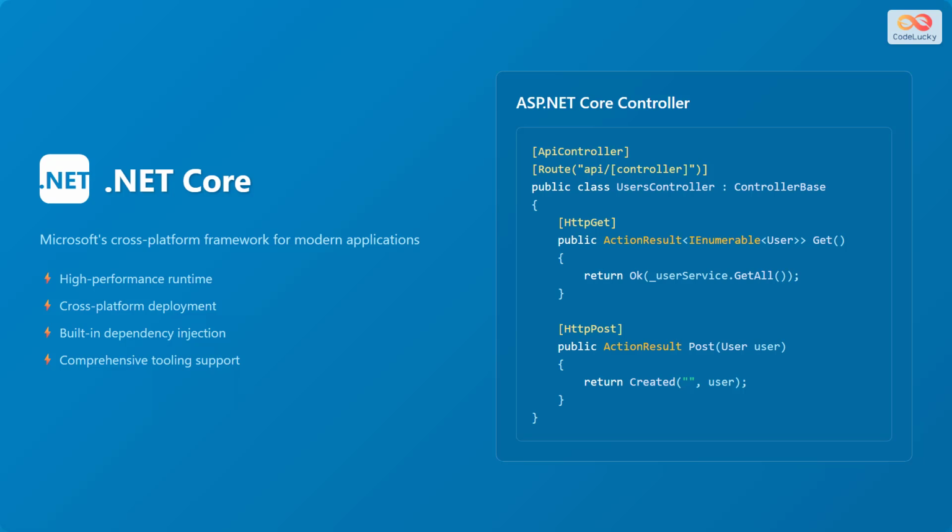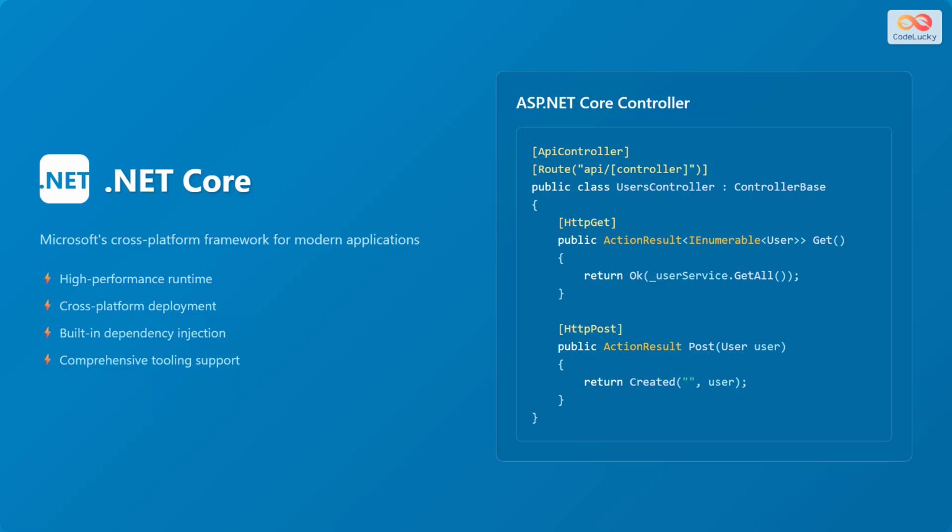Our fifth technology is .NET Core. .NET Core is Microsoft's cross-platform framework for building modern applications. It allows you to build applications that can run on Windows, macOS, and Linux. .NET Core offers a high-performance runtime, ensuring your applications run efficiently. It supports cross-platform deployment, allowing you to deploy your applications to various environments.